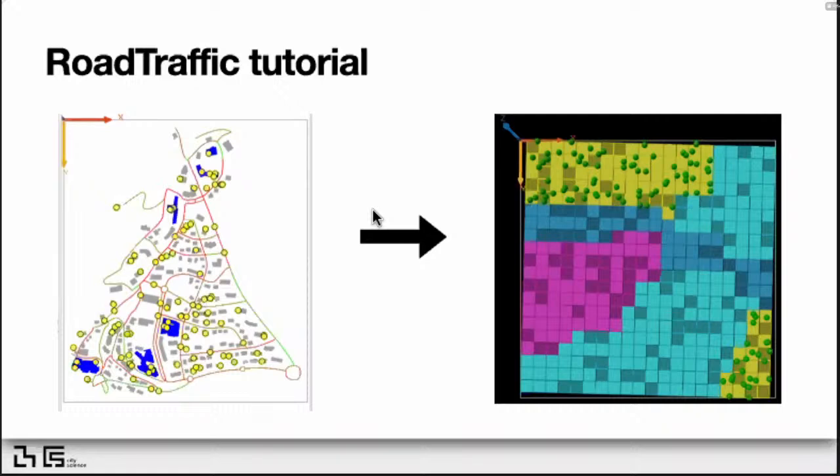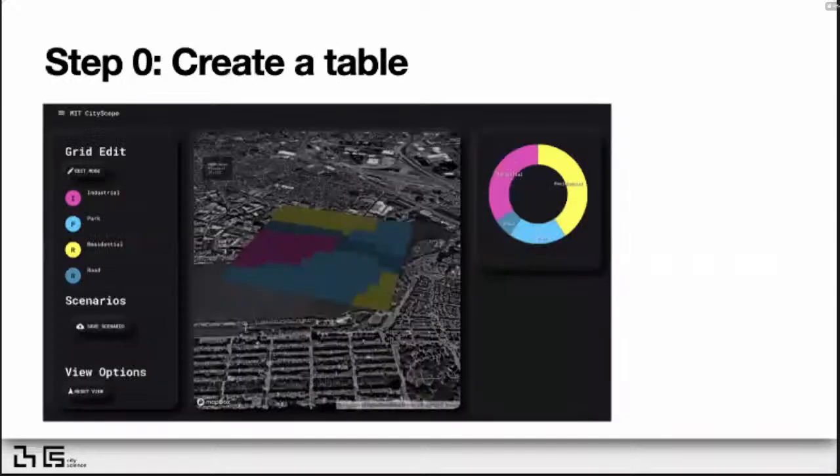So what I'm going to do for the next few minutes is show you how we go from a Cityscope table with both industrial and residential cells in the grid all the way to connecting that to a Gamma project. It's five simple steps.